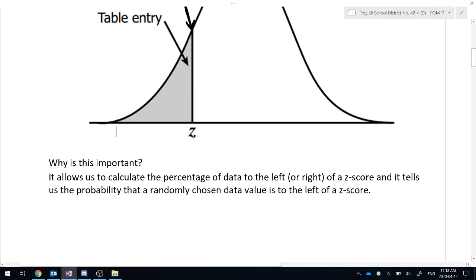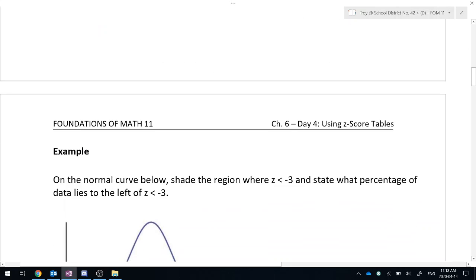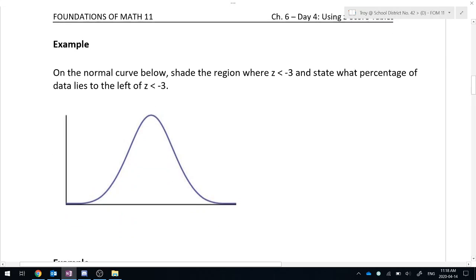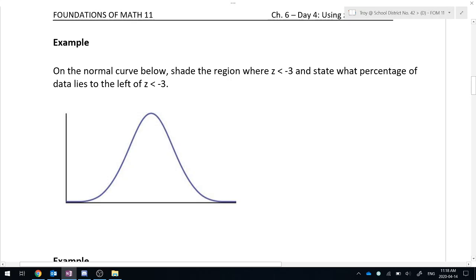So why do we care about this? Like I said, it lets us calculate the area either to the left or to the right, and it also lets us know the probability that a randomly chosen value is to the left of that z-score. So we can do an example here. It'll make more sense, hopefully. On the normal curve below, shade the region where the z-score is less than -3 and state what percentage of the data lies to the left of z less than -3.